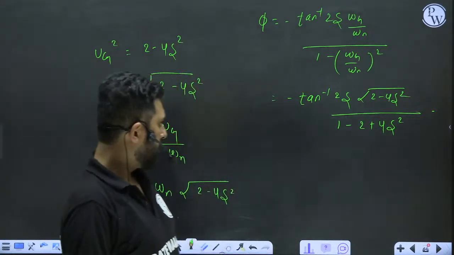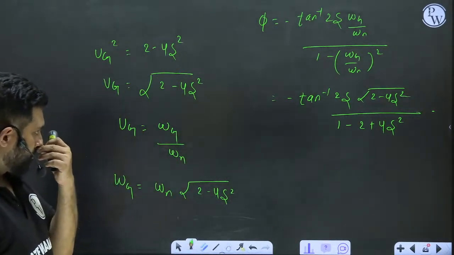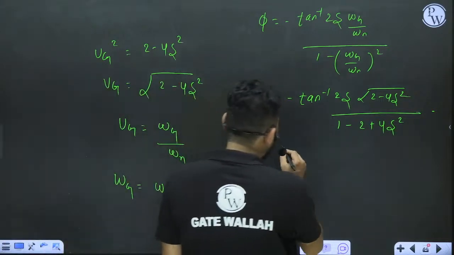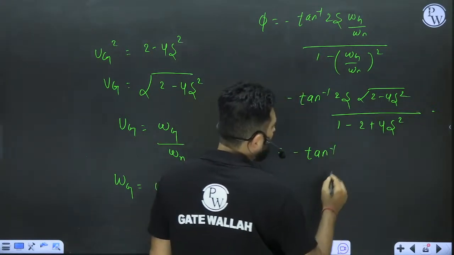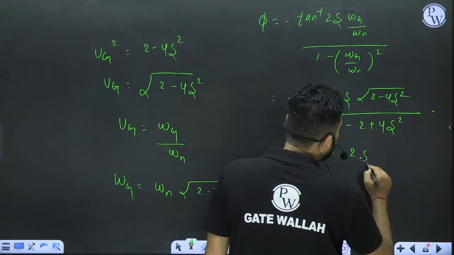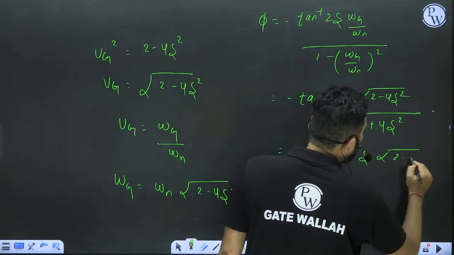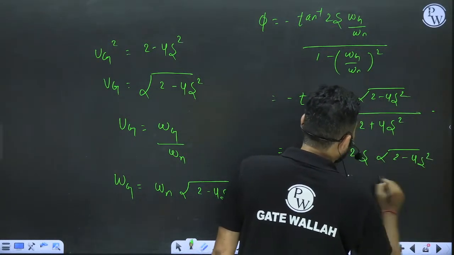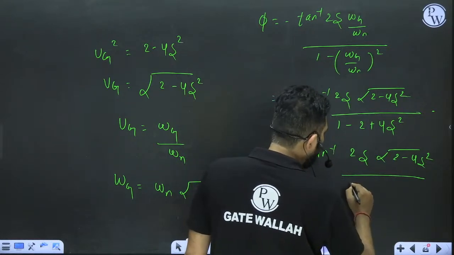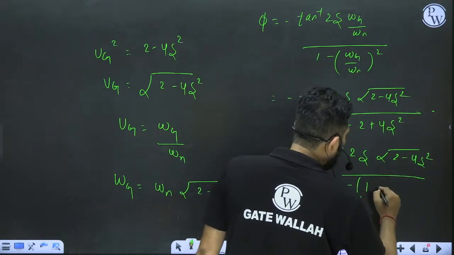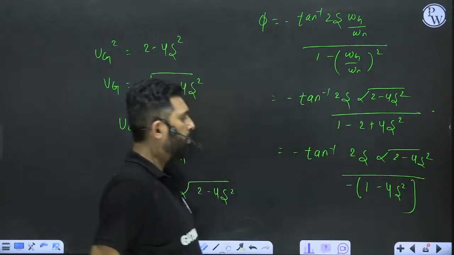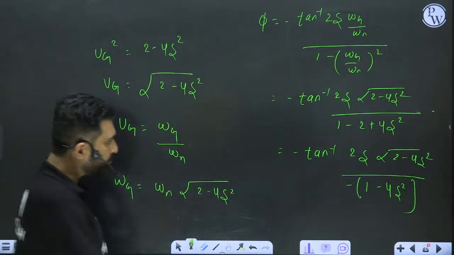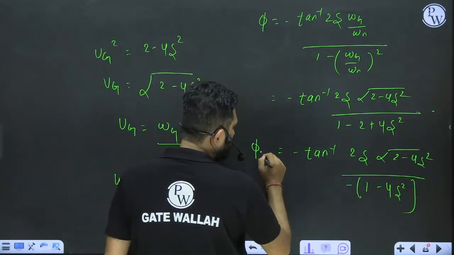Okay. So this will be equal to minus tan inverse of how much? 2 zeta root of 2 minus 4 zeta square divided by, I am taking minus of 1 minus 4 zeta square. This is phi omega g.